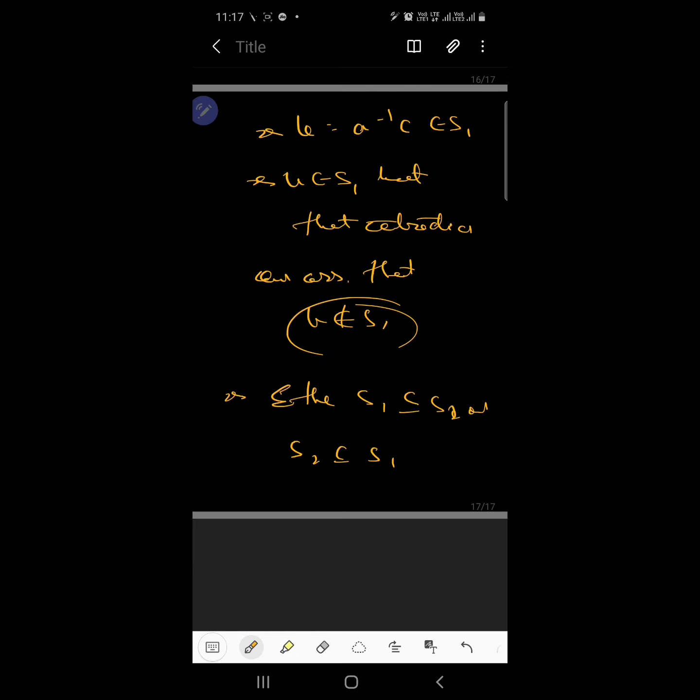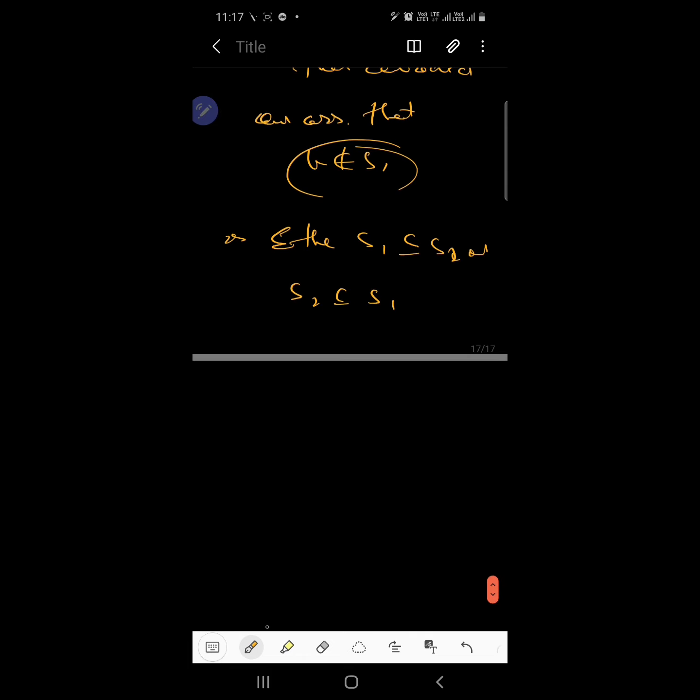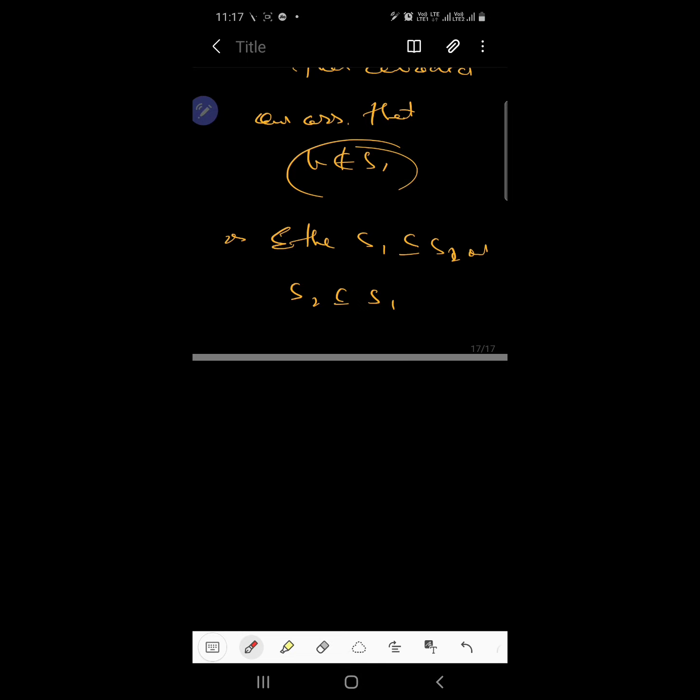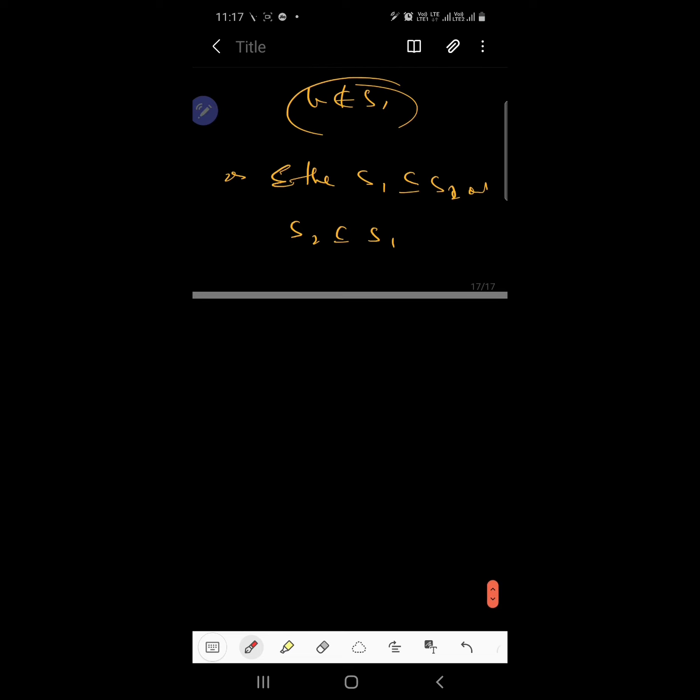So what is a cyclic group? In this lecture, we will be completing cyclic groups. In the next lecture, we will be starting with homomorphisms. What is a cyclic group? It is very easy to understand.